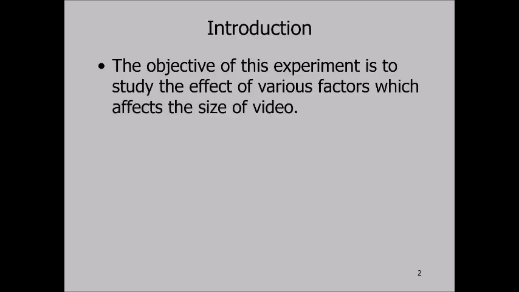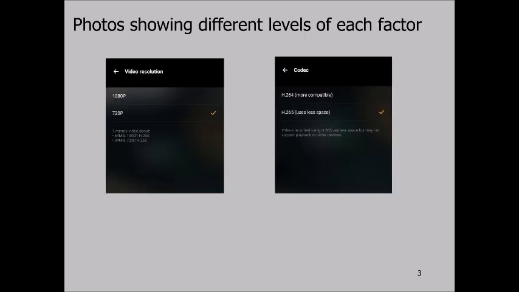In this experiment, we recorded some videos using a mobile phone at different factors, and we considered two levels per factor. The objective of this experiment is to study the effect of various factors which affect the size of videos. For this particular experiment, we took three factors. You can take more than three factors. This video will give you an idea of how the design of experiment works.